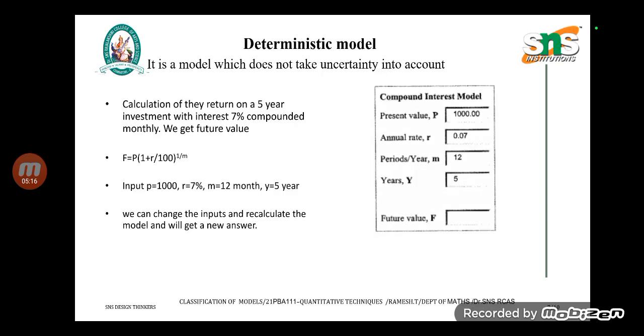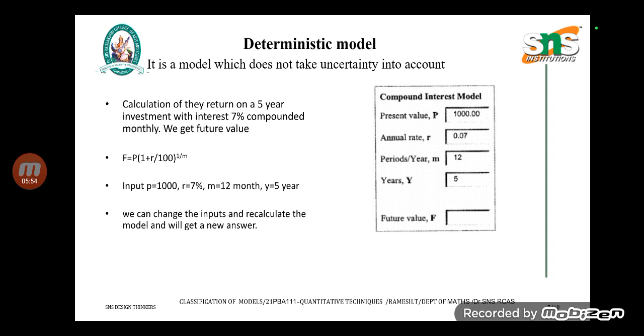The next one is the deterministic model. It is a model which does not take uncertainty into account. We don't know exactly when an event will happen. Therefore, the uncertainty is taken into account. For this, for example, we calculate the compound interest model. The calculation of a return for a 5 year investment with an interest rate of 7% compounded monthly gives the future value. First, what is the present value?